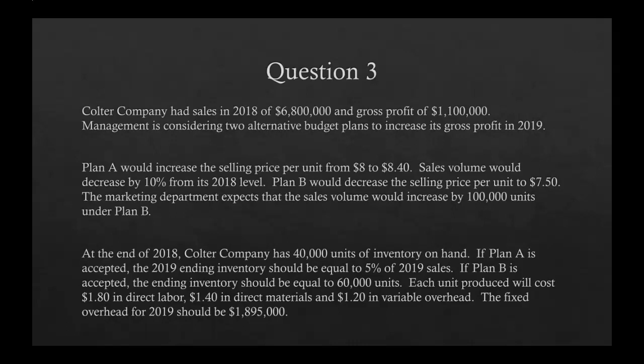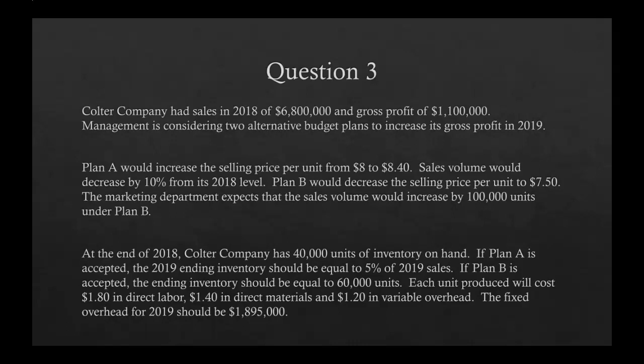It says Coulter Company had sales in 2018 of $6,800,000 and a gross profit of $1,100,000. Management is considering 2 alternative budget plans to increase its gross profit in 2019. So plan A, the first plan, it would increase the selling price per unit from $8 up to $8.40, but sales volume, the number of units that we'd sell, would decrease by 10% from its 2018 level.